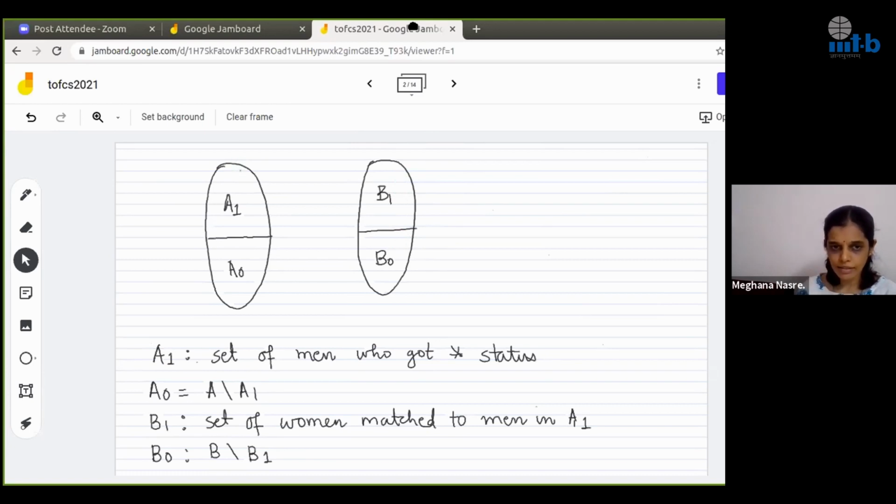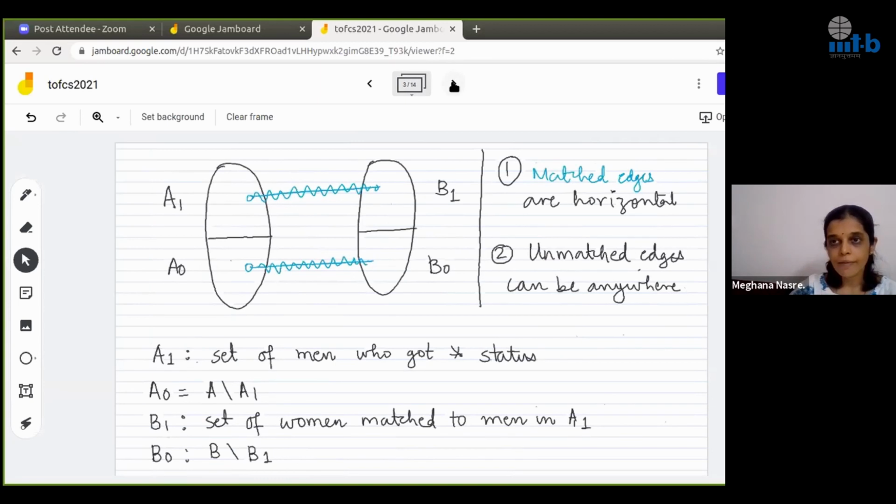Right? So this is the situation, and we have decided B0 is equal to B minus B1. So this is the way we have partitioned. So every man and woman has a place in this partition. It lies either in A1 or A0 and B1 or B0, right? The men are A's and women are B's. Okay, very good. So now what we want to do is look at these edges and ask how the matched edges differ from the unmatched edges.